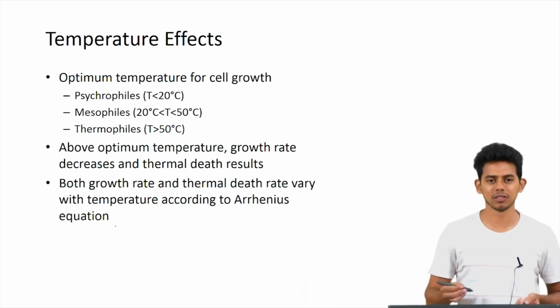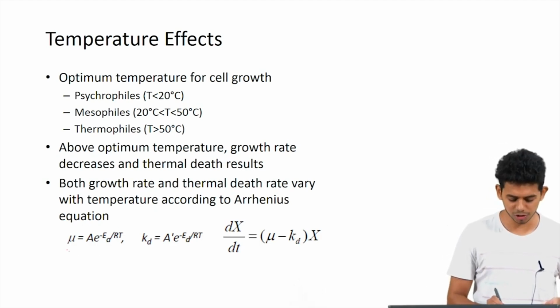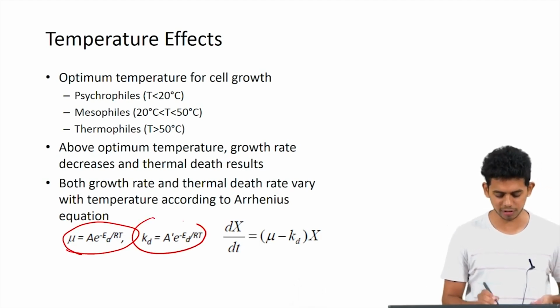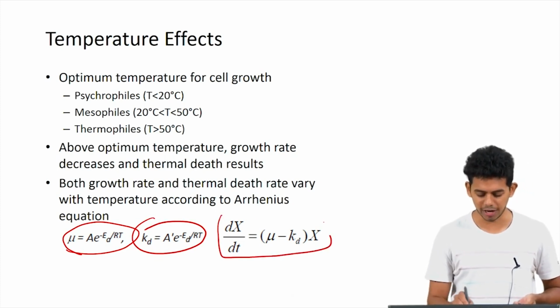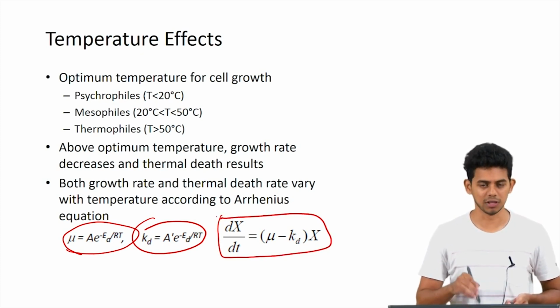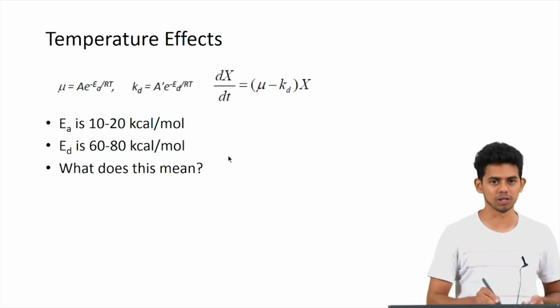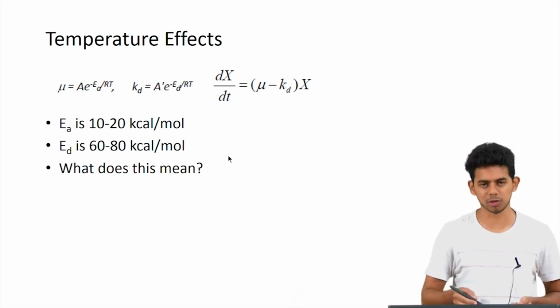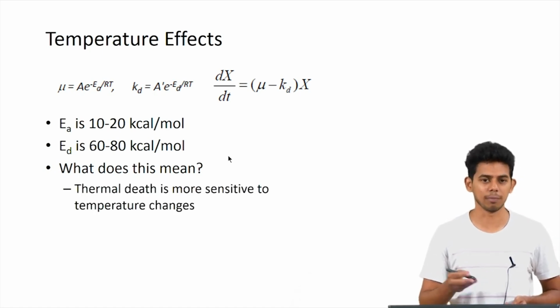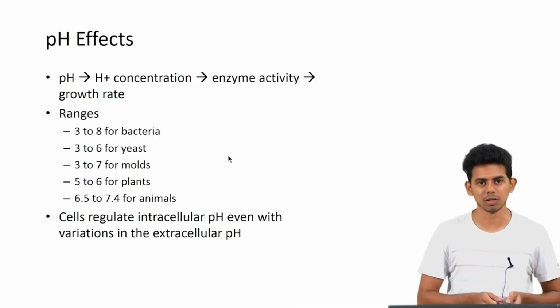The effect of temperature can be shown by the Arrhenius equation. In that, this shows the growth rate constant and this shows the death rate constant, and using the death rate and the growth rate constant we can calculate the rate of cell concentration with respect to time. The activation energy for growth is usually around 10 to 20 kilocal per mole, and for death it is around 60 to 80 kilocal per mole. From this we can see that thermal death is more sensitive to temperature changes. So having the right temperature range is quite important.